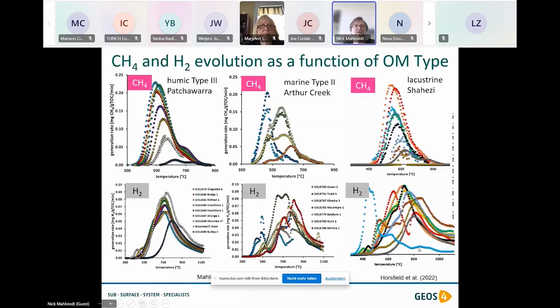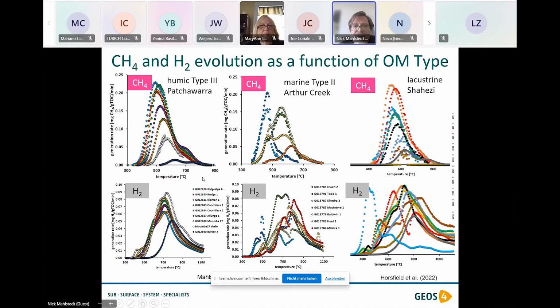Now let's have a look into the open system pyrolysis data, for methane here on the top row, and for hydrogen in the bottom row, for the three different organic maturity series: humic type 3 coals on the left, in the middle marine type 2 shales, and on the right hand side lacustrine shales from the Shahezi formation.